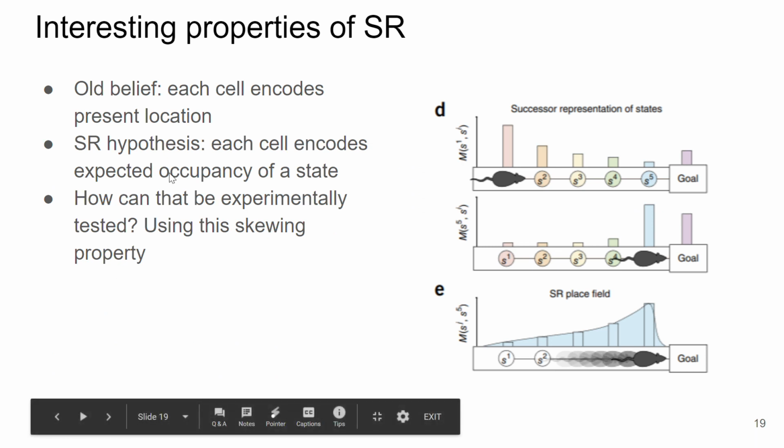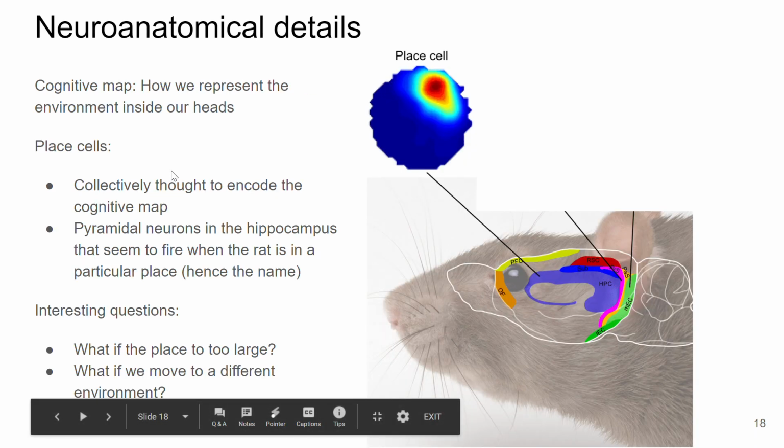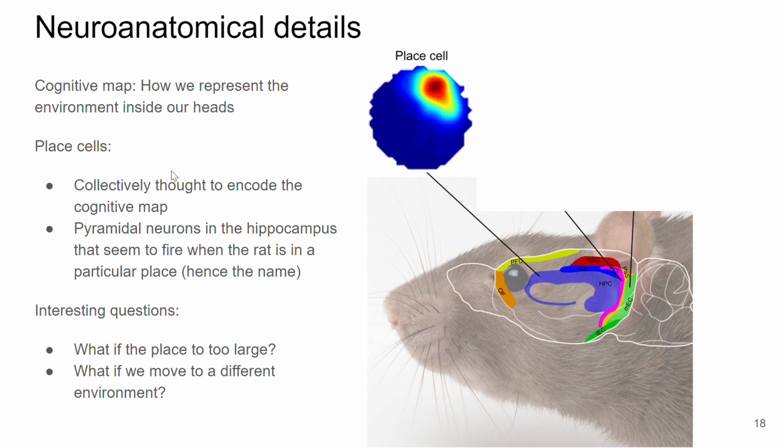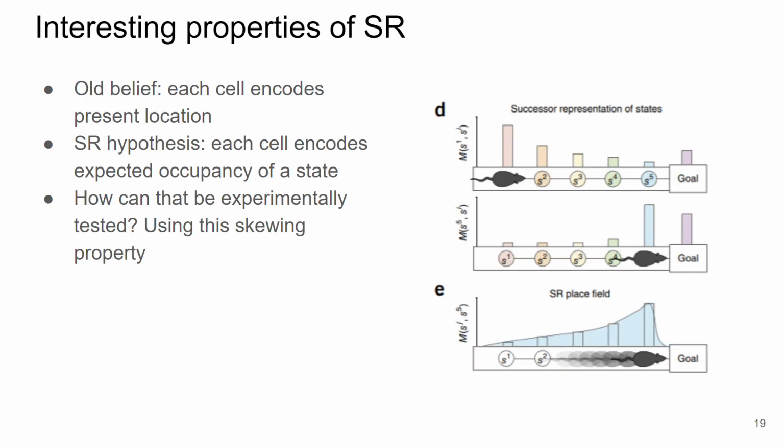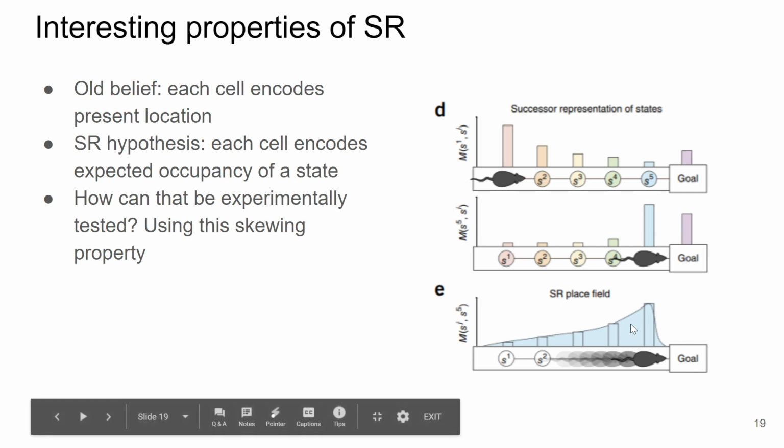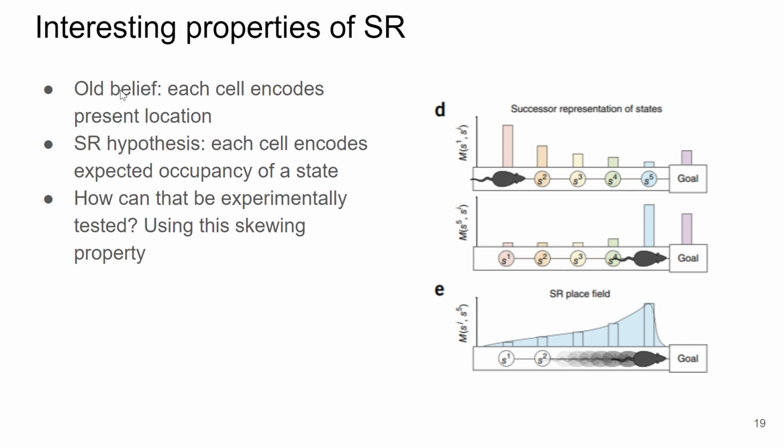Okay, we've discussed what successor representation is, but how can we actually test if the brain is doing successor representation? This is an interesting experiment that we can use to test that out. So the old belief was that each of these place cells encodes the present location. The successor representation hypothesis is that each cell doesn't encode the present location. What it actually encodes is the expected occupancy of a state.